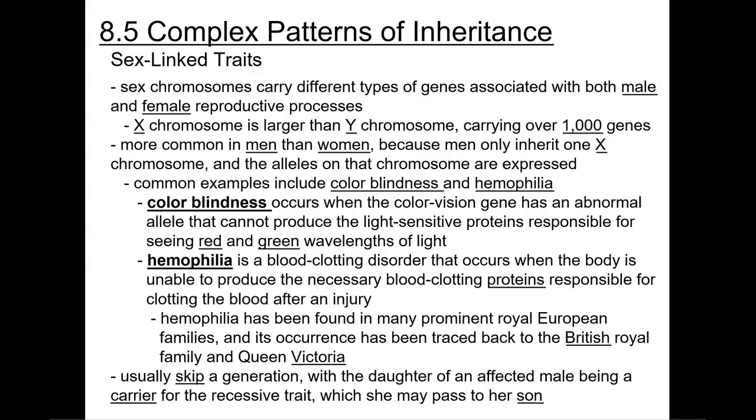Hemophilia has been found in many prominent royal European families, and its occurrence is going to be traced back to the British royal family, Queen Victoria. Usually, it does skip a generation, with a daughter of an affected male being a carrier for that recessive trait, which she may pass to her son.